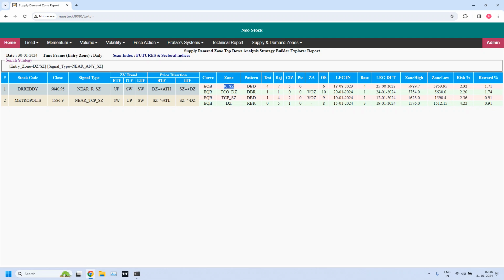If it is an already tested zone and you want to take an entry again, that should be a high liquidity zone. Otherwise, you should not take it. If the 5-minute zone is a high liquidity zone, you can take a trade a second time, a third time. But they're all normal zones.